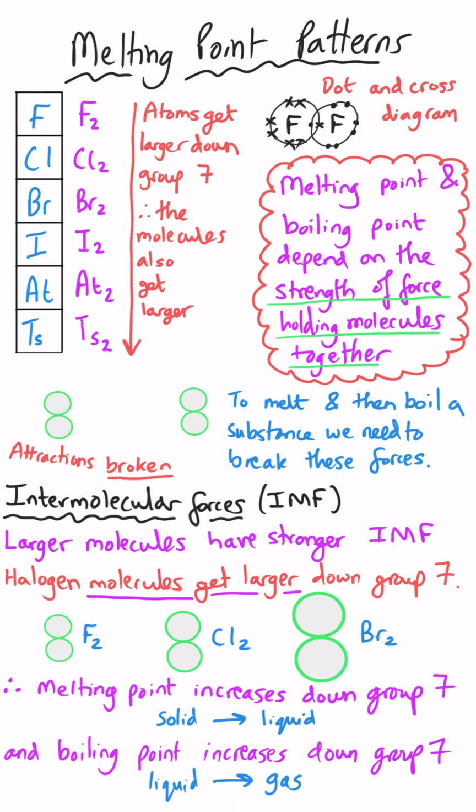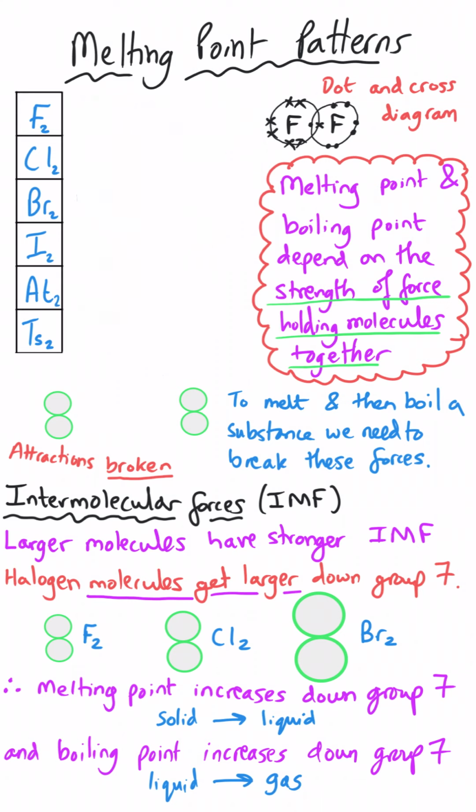Not only do you need to know this pattern, you also need to be able to use it to justify the states that you find the halogens in at room temperature. So that means, are they a solid, are they a liquid, or are they a gas? One of the many things that are interesting about the halogens is that actually it is the only group in the periodic table that contains all 3 of the typical states that you find elements in.